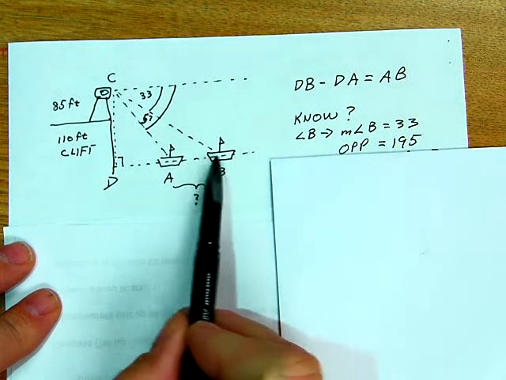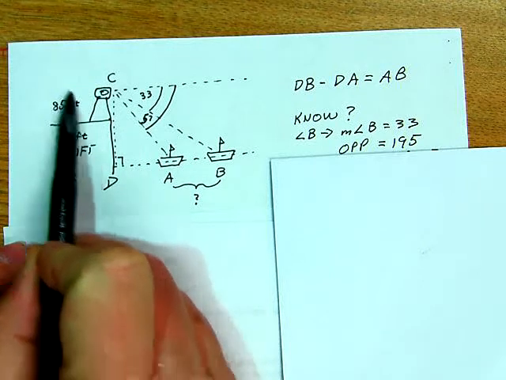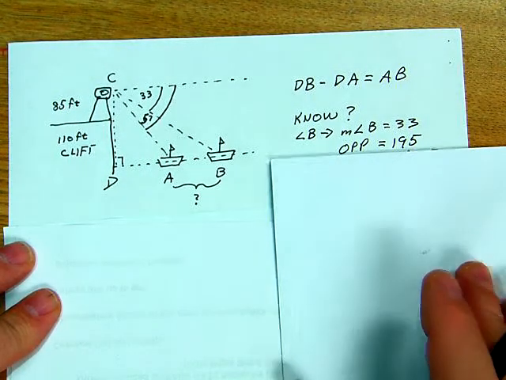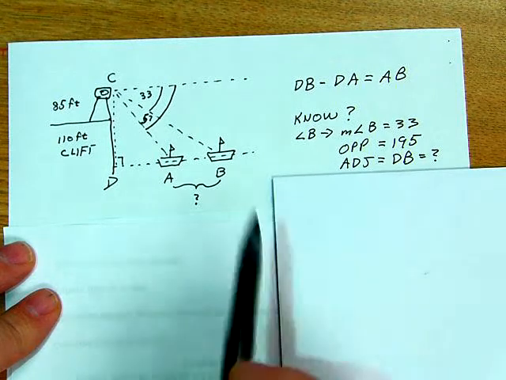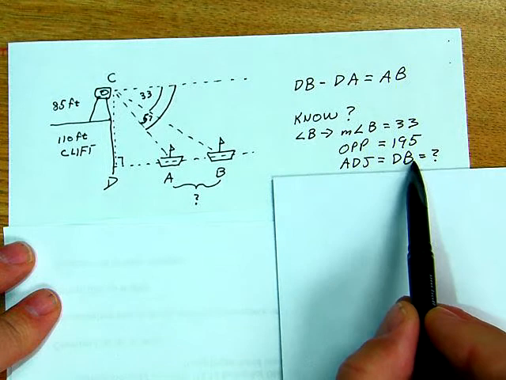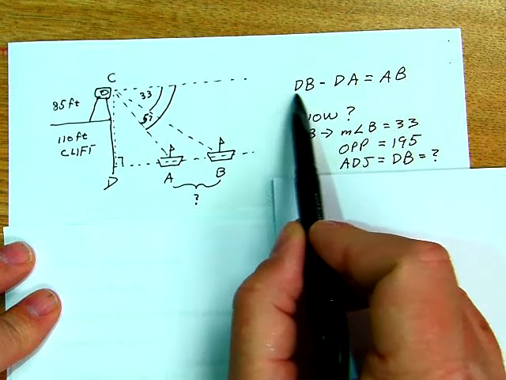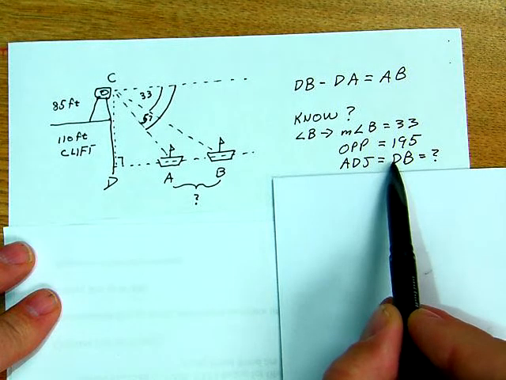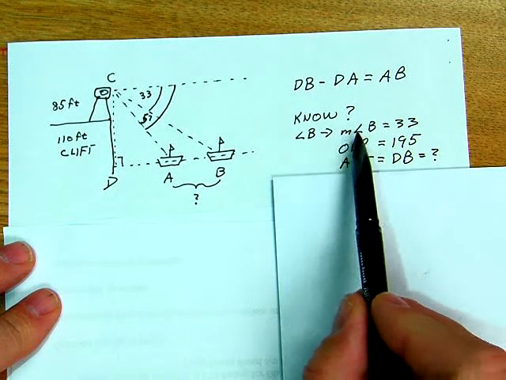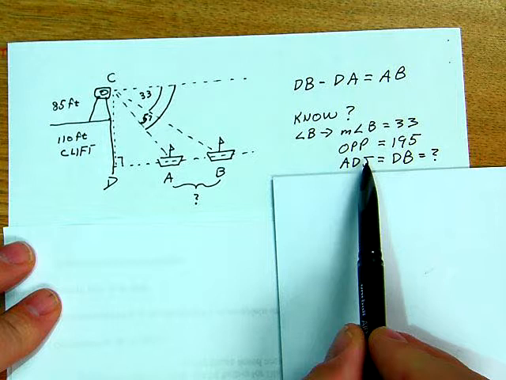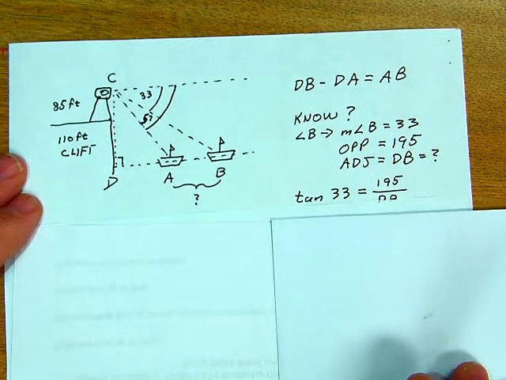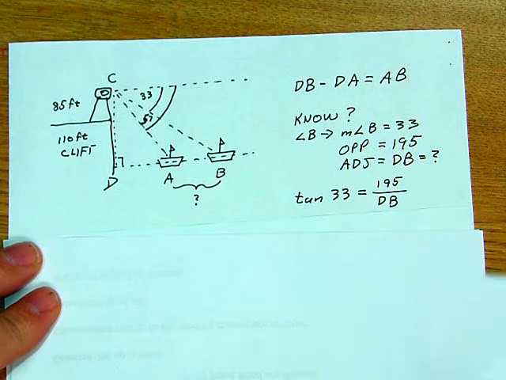We know that the opposite from angle B is 195, the cliff plus the height of the lighthouse. And do we know the adjacent? Well, the adjacent is DB. That, if you remember, is exactly what we're looking for right up here. So we want to solve for DB. What function do I use when I know the angle and I know opposite and adjacent? Opposite and adjacent tell me tangent right away. So I'm going to use the tangent function.